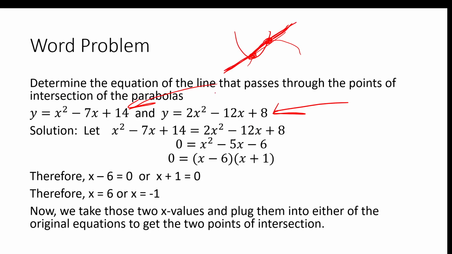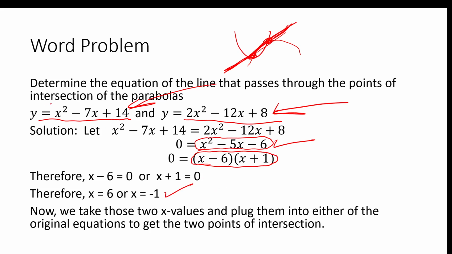We're going to take the first expression, x squared minus 7x plus 14, set it equal to the second expression, 2x squared minus 12x plus 8. And when we do that, we're going to see that ultimately 0 equals x squared minus 5x minus 6. Then we're going to factor that and get x minus 6 times x plus 1. And we'll see that either x is equal to 6 or x is equal to negative 1.